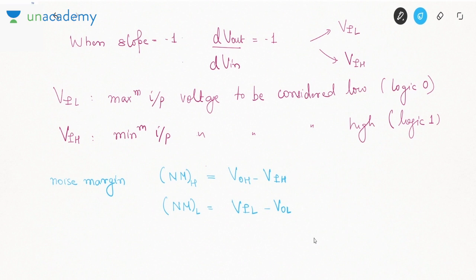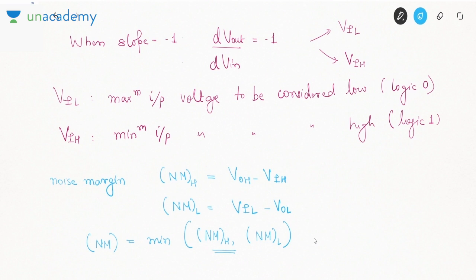Suppose the desired output was 3 volt, but due to noise it is giving the output as 4 volt. So that means the output is incorrect due to violation of noise margin. And overall noise margin is always taken at the minimum of the two, so that both the margins are satisfied and none of the margins are violated. So overall noise margin is minimum of the two values.